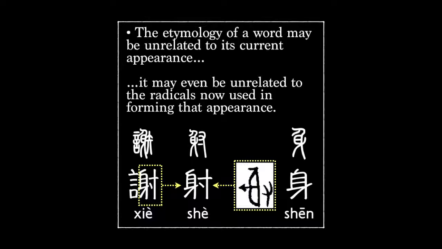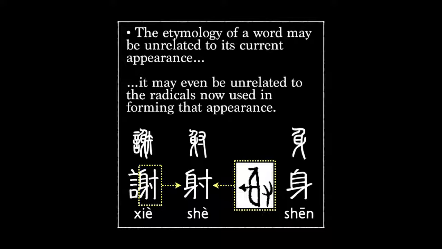This is sort of first things last. The etymology of a word may be completely unrelated to its current appearance, and it may now even be unrelated to the radicals that are used in forming that appearance. The example in the bottom left is one of the first words you need to learn in Chinese. You've been saying it every time you say thank you, even if you haven't learned how to write it yet.